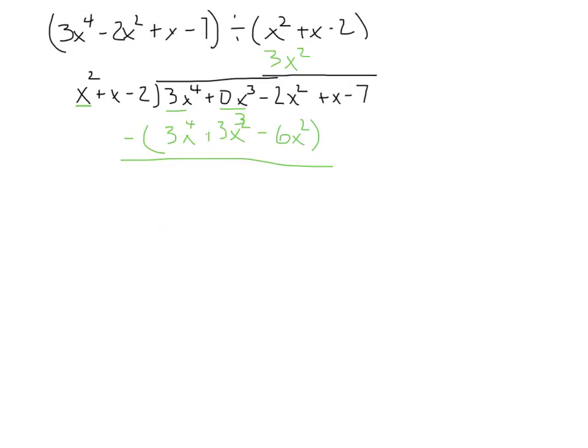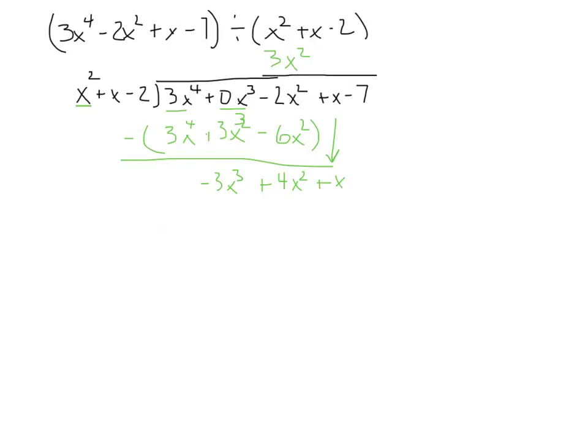3x to the fourth minus 3x to the fourth is 0. 0x cubed minus 3x cubed is negative 3x cubed. And negative 2x squared minus negative 6x squared is plus 4x squared. And then I'll bring down my x here.